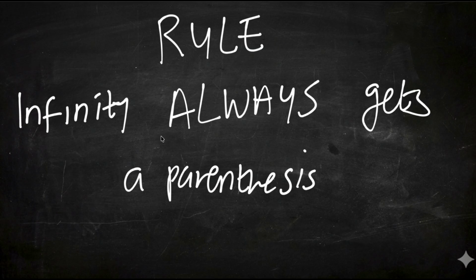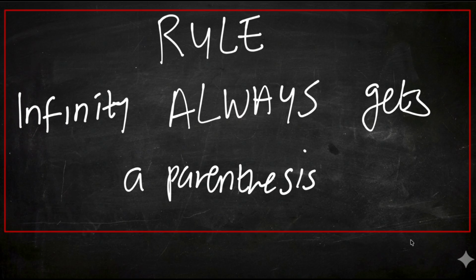So this is a very important rule. Infinity always gets a parenthesis. Always. Why? Because infinity is not a real number. You will never actually reach infinity, so you can never include it. So we will never use brackets for infinity, but we always use parentheses for infinity. This includes both positive and negative infinity. If you haven't written this down yet, you should definitely write this down because this is a very important rule. Okay, now that we've covered the rules, let's do a few examples.